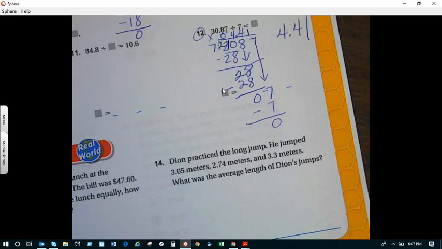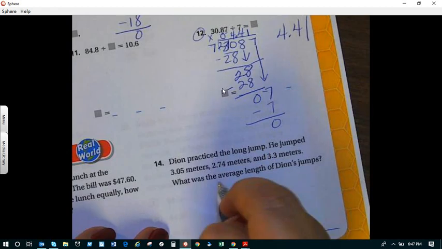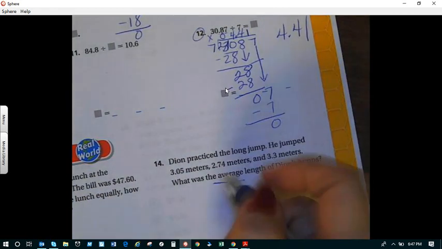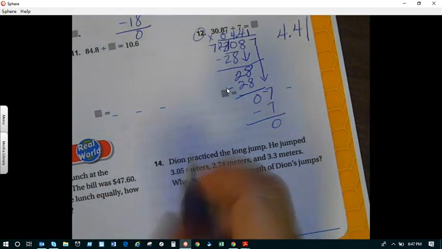meters and 3 3/10 meters. What was the average length? Okay, so we talked about this in class. I don't know if it was in both classes. I thought so. But anyway, to find the average, we need to add up all the numbers.